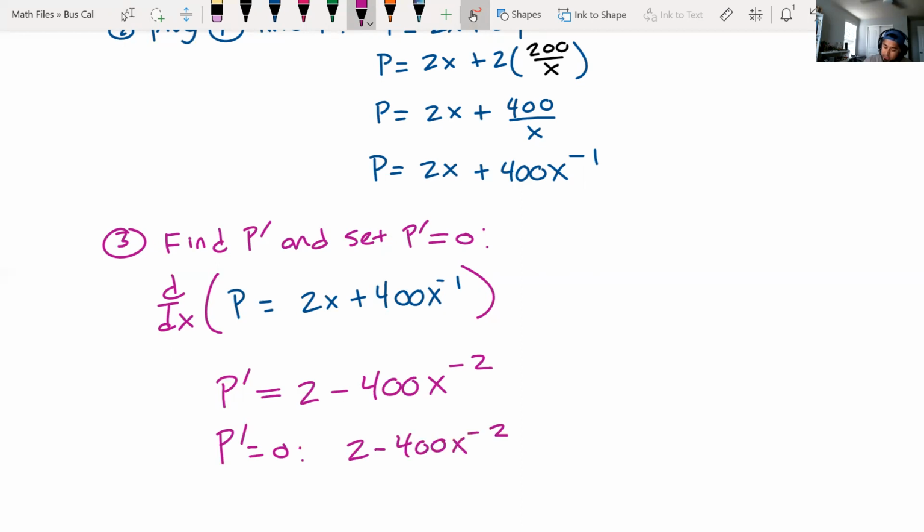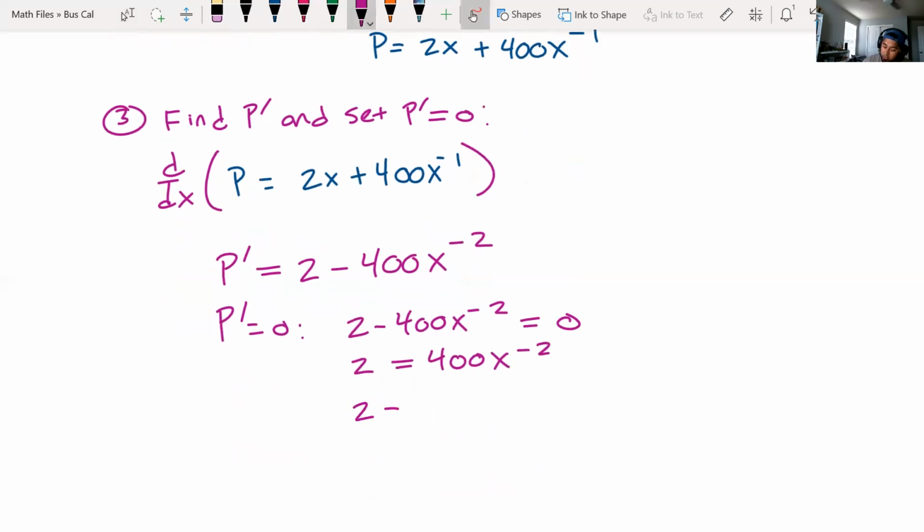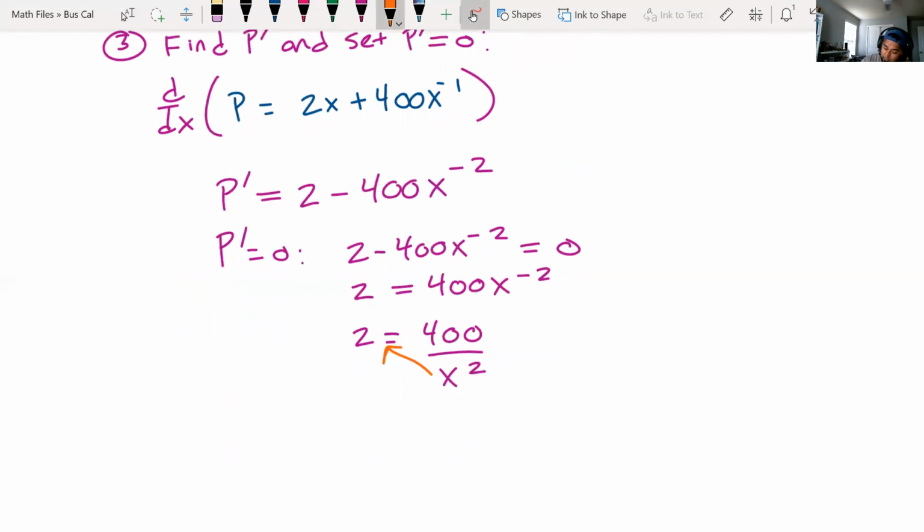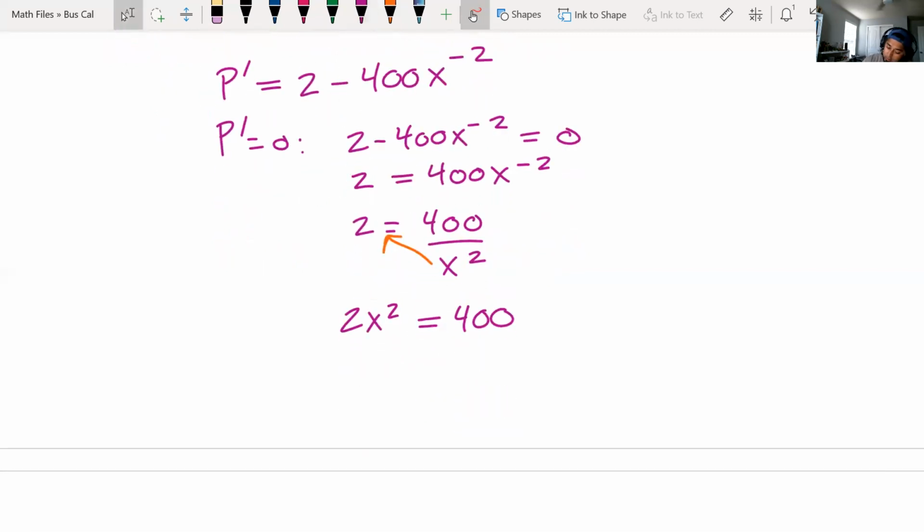2 minus 400x to the negative 2 equals 0. I'm going to add that 400x to the negative 2 to the right side. Then I'm going to rewrite 400x to the negative 2 by flipping it to the denominator as 400 over x squared. Since we're solving for x, we need to get it out of the denominator, so I'm going to multiply it to the left side, which will give us 2x squared equal to 400. Then divide by 2. X squared equals 200. Square root both sides.